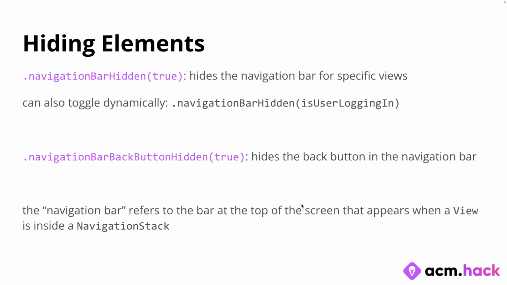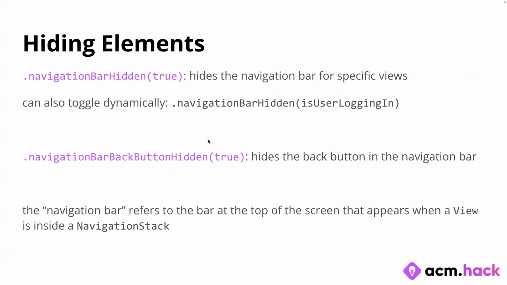Okay, next we have hiding elements, and there's some stuff you can do with this. The first one is navigationBarHidden true. This just hides the navigation bar for specific views. You can also toggle it dynamically by using other variables like isUserLoggingIn. So for example, if we want the navigation bar hidden if the user is logging in, that'll be on the authentication screens, like the login screen or the registration screen, where you don't want them to see the nav bar yet. So you can toggle it this way.